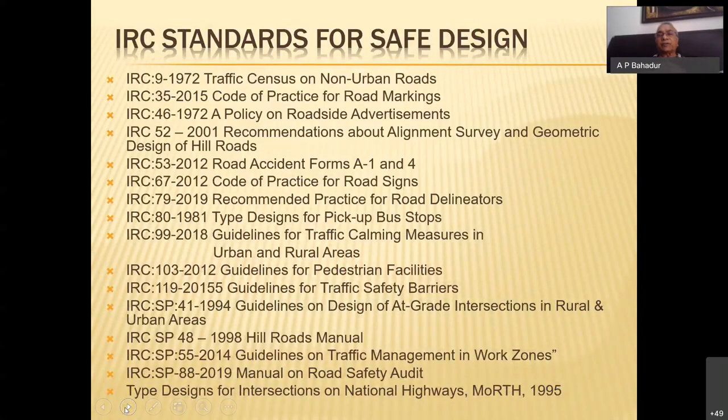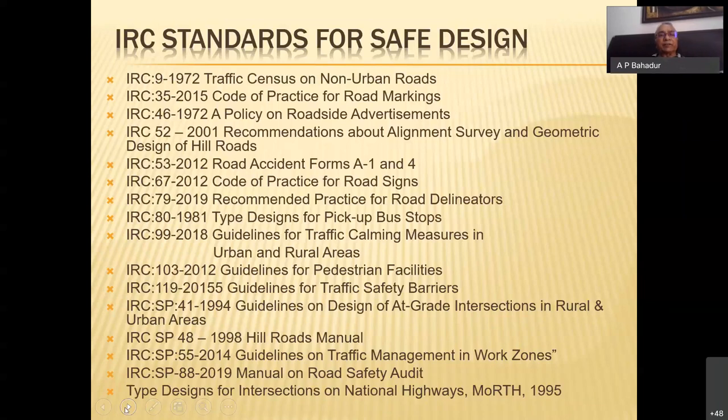These are the list of some of the documents which could be useful for safe design of road. And some of them I will just read out. IRC 35, which is for the traffic sign marking, 46 on roadside, 52 for alignment and geometric design of hill roads, 53 accident form. Now this accident form has been further revised by the ministry in 2017. So I would suggest that you refer to that circular of the ministry.